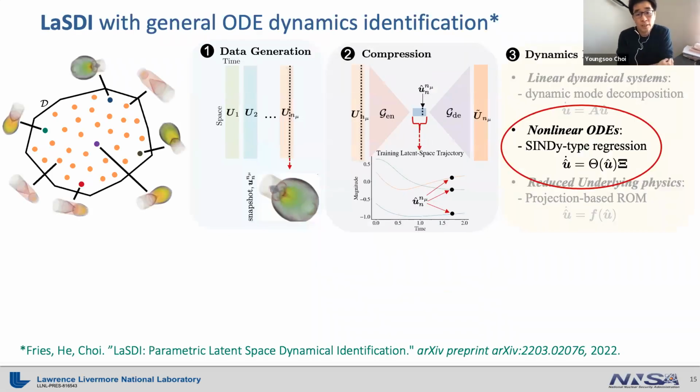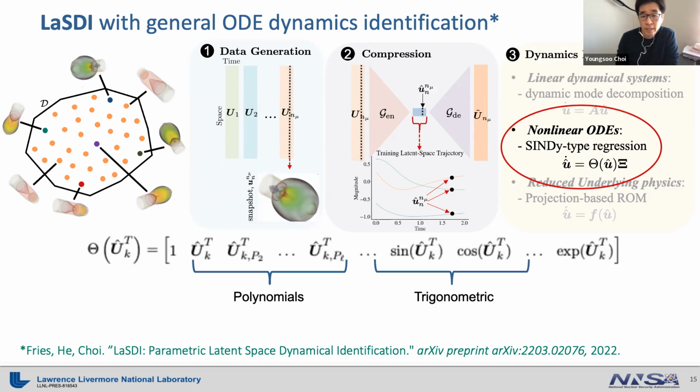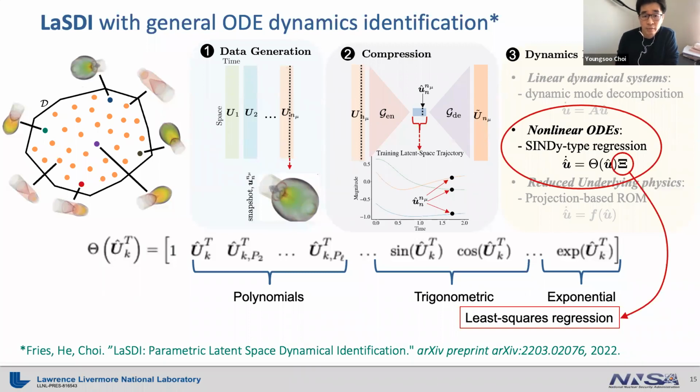All right, now let's move on to the case where the nonlinear ODEs are used in the identification step. That is a more general case than the linear dynamics identification model. Here, the theta can take any form of functions. For example, it can take polynomials, trigonometric functions, and possibly exponentials. Once the library of functions is set by the user, I mean, you determine those library of functions, then the coefficients in front of those functions can be found by solving a least squares regression problem.